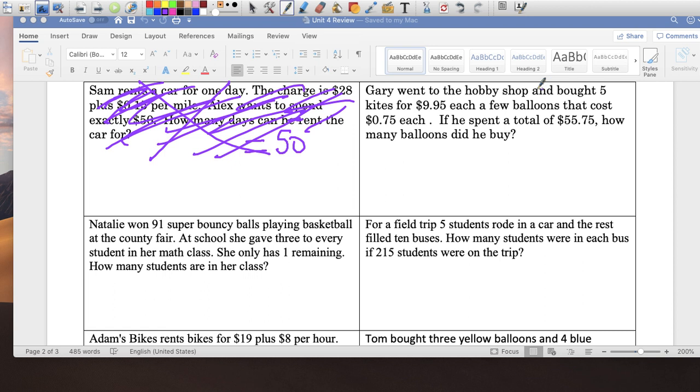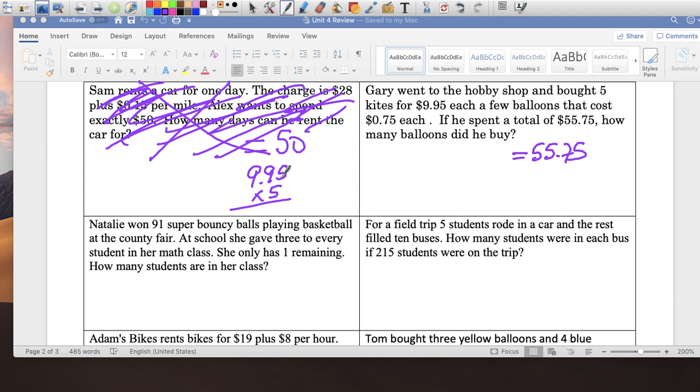Next one. Gary went to the hobby shop and bought 5 kites for $9.95 each and a few balloons that cost 75 cents each. He spent a total of 55.75, so I'm going to write equals 55.75. So what did he spend? 5 kites, $9.95 each, so 9.95 times 5.